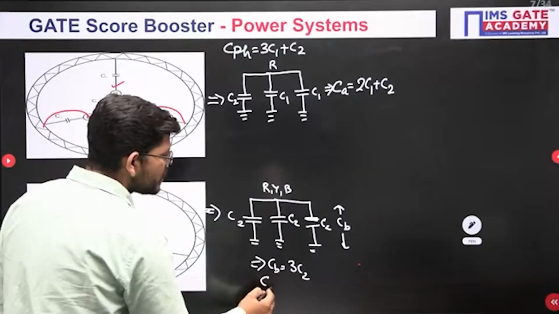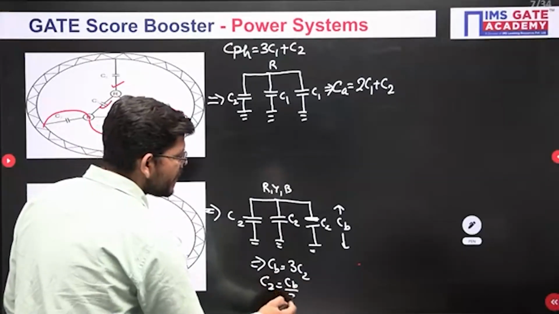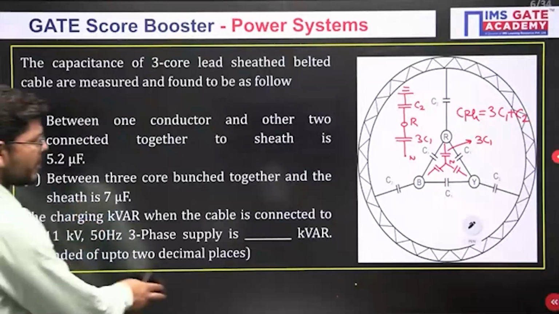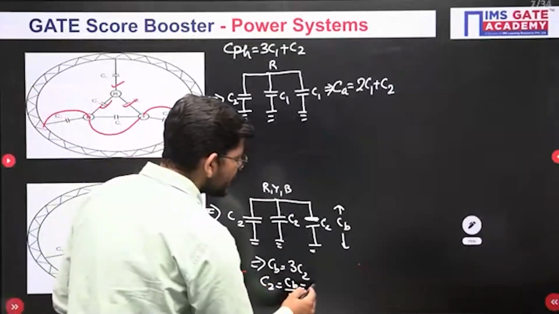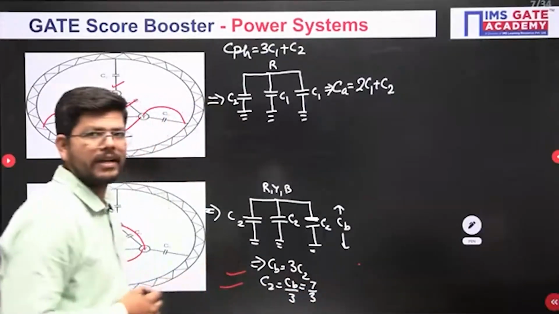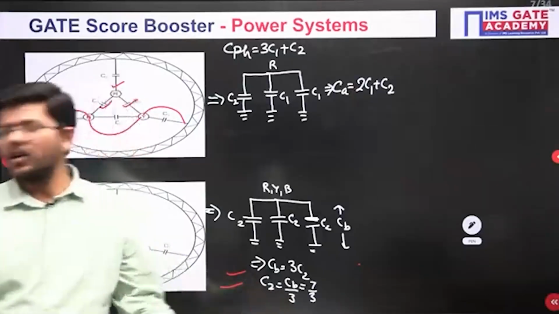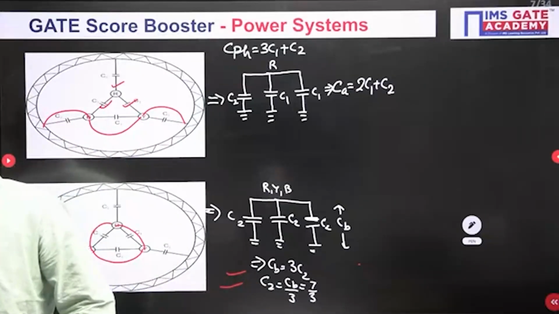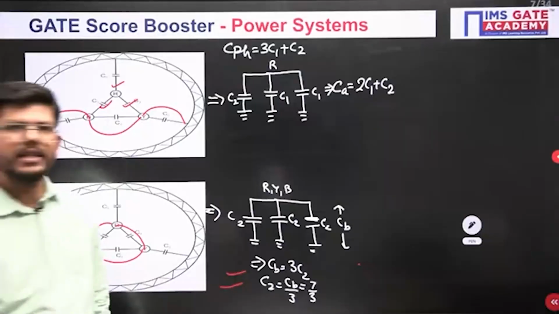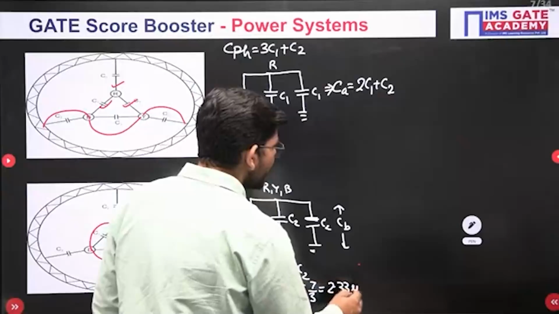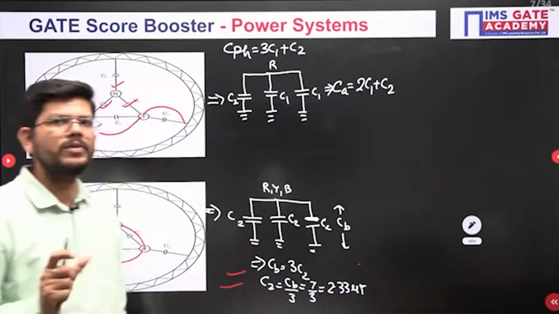Or we can say C2 is CB by 3. Now this combination CB is given in the problem. It is 7 microfarad. So when you put it here, 7 by 3 is what you will get. How much is 7 by 3? 7 by 3 will give you 2.33 microfarad. So this is how you find the value of C2.